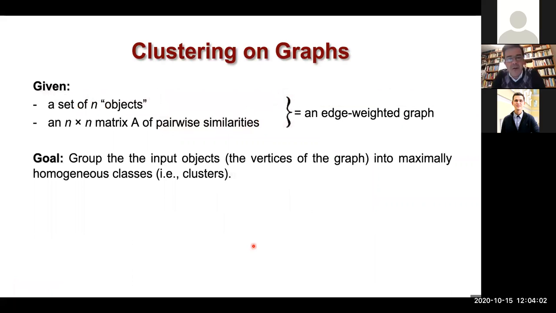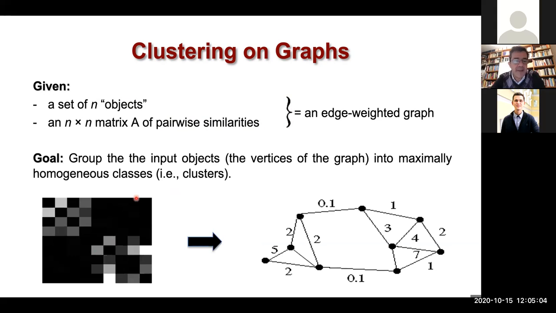So this talk is going to be a quick overview of what we've been doing in this area in the past few years. First of all, let me talk a little bit about clustering, and we will focus on clustering on graphs, of course. In the classical clustering problem, you are given a set of objects, say n objects, and you are given a function which measures the similarity between these objects. So you can arrange these similarities into a matrix if you like. This, of course, would be an n times n matrix. But of course, you can think of this in terms of an edge-weighted graph, where the nodes of the graph represent the objects to be clustered, and the weights on the edges represent the similarity between the nodes. So the goal is to group the input objects, or if you like, in terms of graphs, the vertices of the graph, into maximally homogeneous classes. And we call these maximally homogeneous classes clusters, of course.